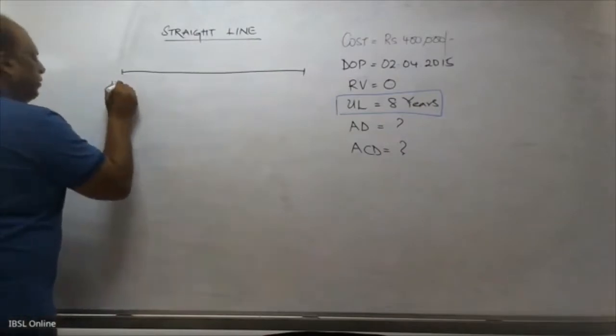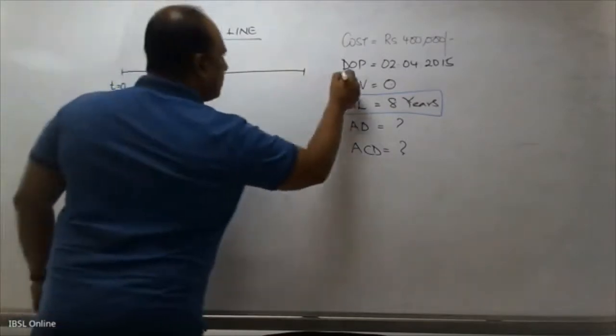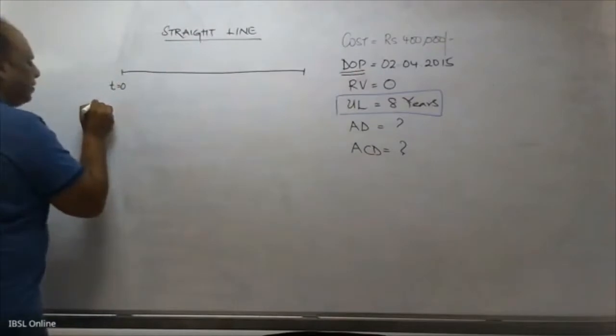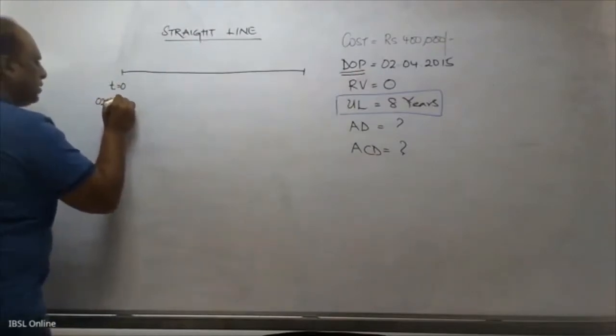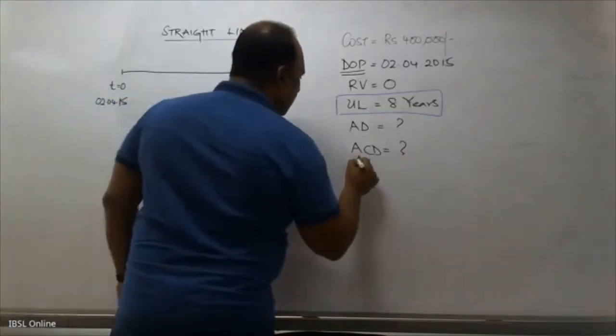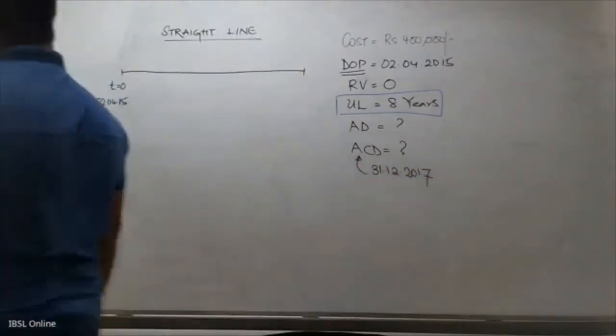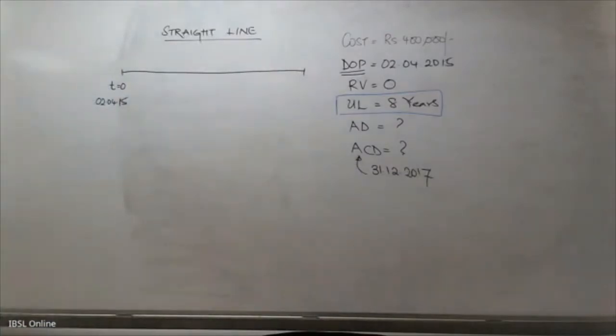So here I start with time equals 0, right? Now what is time equals 0? That is the day on which I purchased my asset. So 2nd April 2015 is the date of purchase. That is my time equals 0. But the question here asks about the accumulated depreciation as at 31/12/2017.